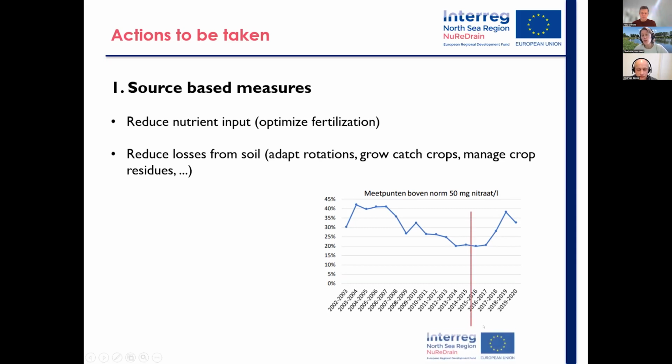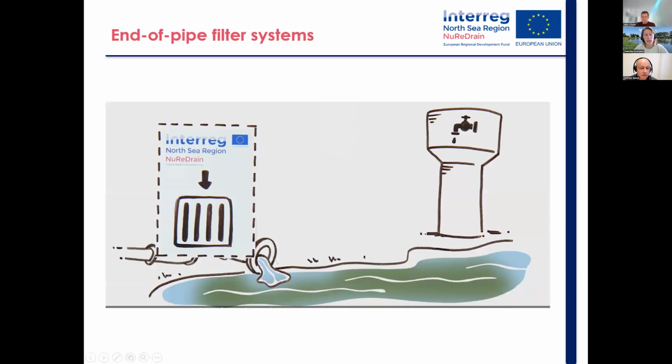Now, the NuReDrain project was already submitted to the Interreg program in 2016, because we see we achieved a steady state. So despite source-based measures, we don't see a decrease anymore. So we need to do an extra effort to be able to reduce nutrients. In the NuReDrain project, we developed filter systems, which we apply on agricultural related streams to prevent that these nutrients enter the surface water. We call it end of pipe filter systems.